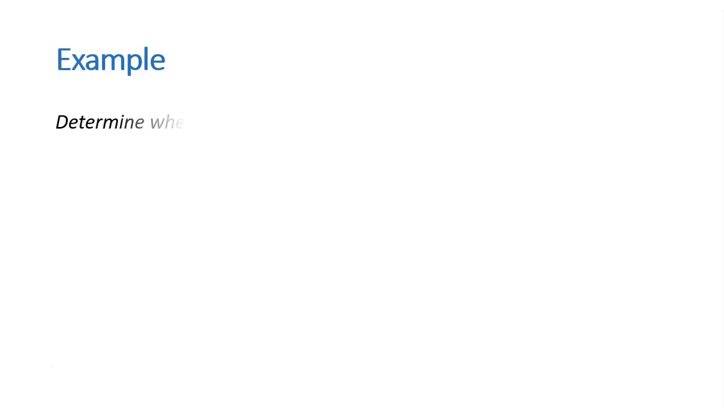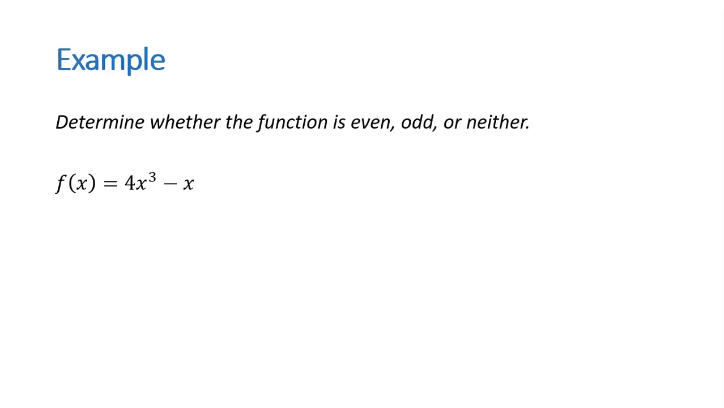Let's try another one. So we want to determine whether this function is even, odd, or neither, and our function is f of x is equal to 4x cubed minus x. So we perform the same test. We plug in a negative x in place of x, and then we're going to simplify. So now we have an odd exponent. Anytime we have an odd exponent, if we're applying an odd exponent to a negative, it stays negative. So in this case, taking a negative x and cubing it, the negative is not going to be canceled. It's not going to go away. It's going to be maintained as part of the function.